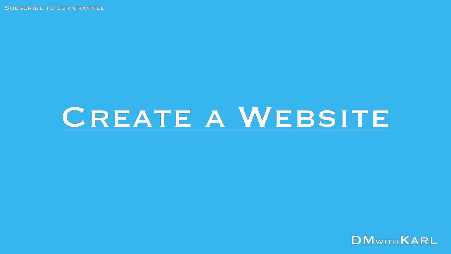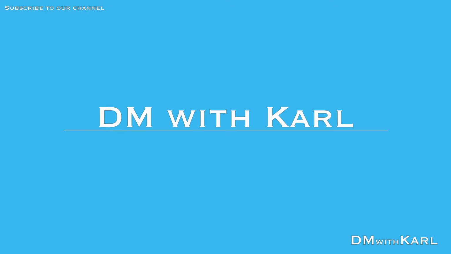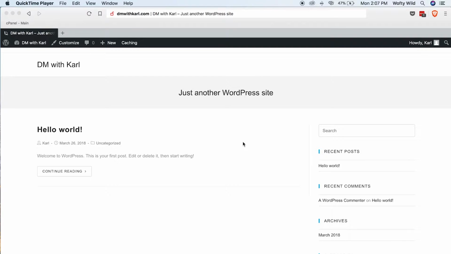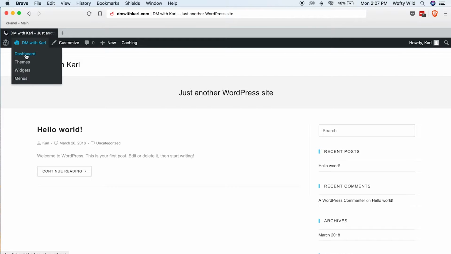How to delete sample pages and sample posts in your WordPress website. Welcome to step 6 in our How to Create a WordPress Website course. Your website by default comes with a sample page and a sample post, so we want to get rid of those. Let's head up to the top left where the name of your website will be shown. Click on that and click Dashboard.